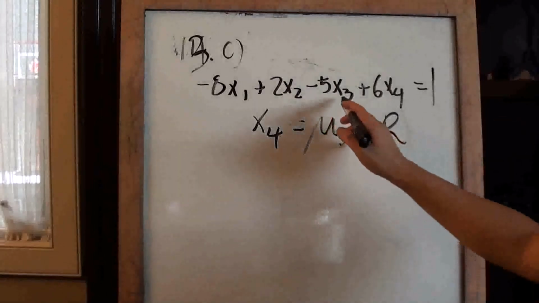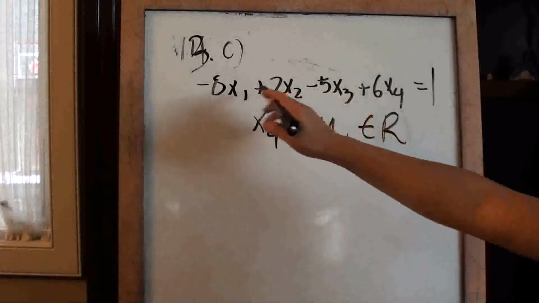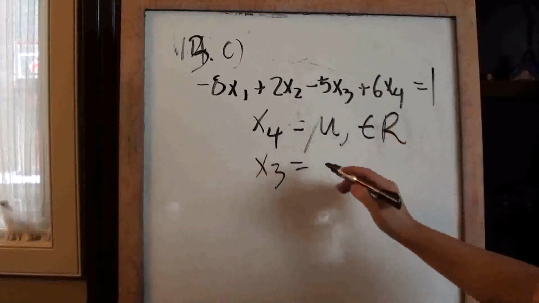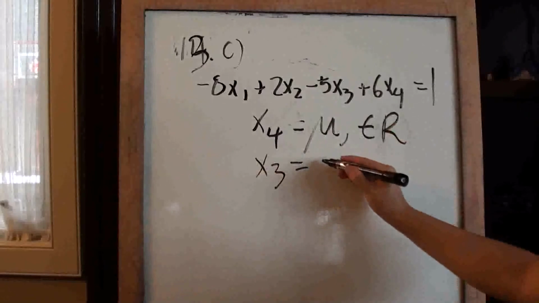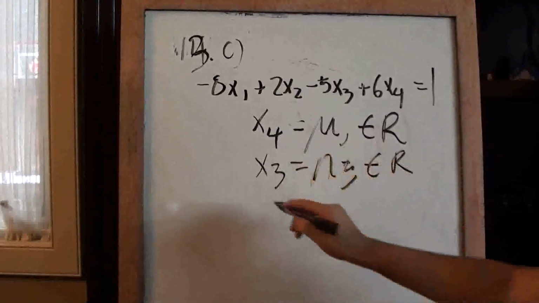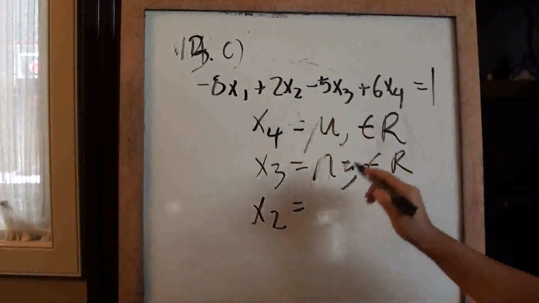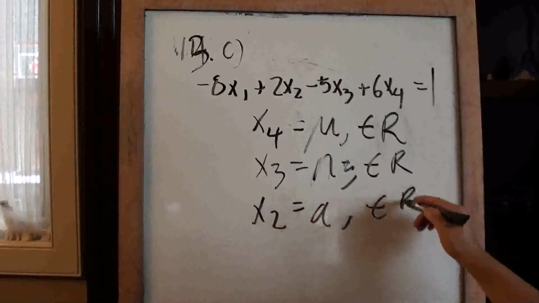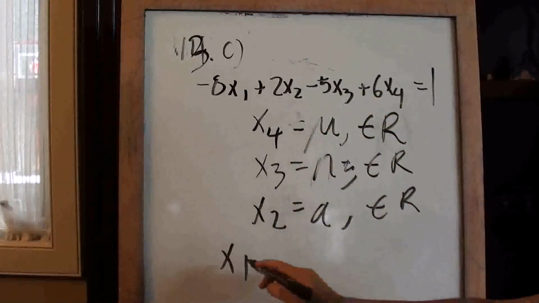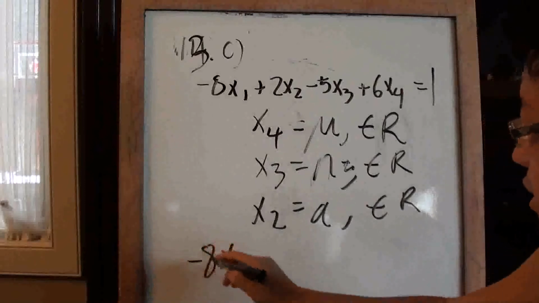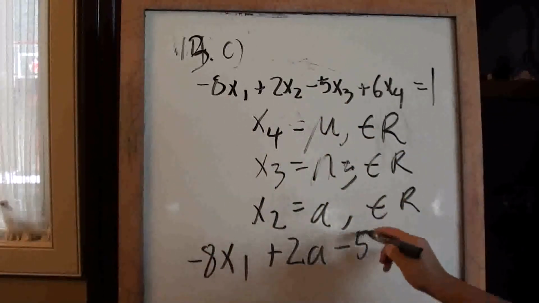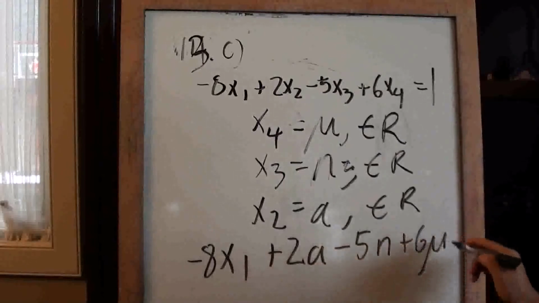So now if we have x3, again, there's only one equation, so we can't really do what we were doing before, undefined, defined, and so forth. So I'm just going to make x3 equal to some other parameter, n for example, and n is a real number. x2 is, again, any number a, and it's a real number. x1 though, I suppose we could do it for everything, but it defeats the purpose. So we could say negative x1 plus 2a minus 5n plus 6u equals 1, and I'm actually going to sub it in now.